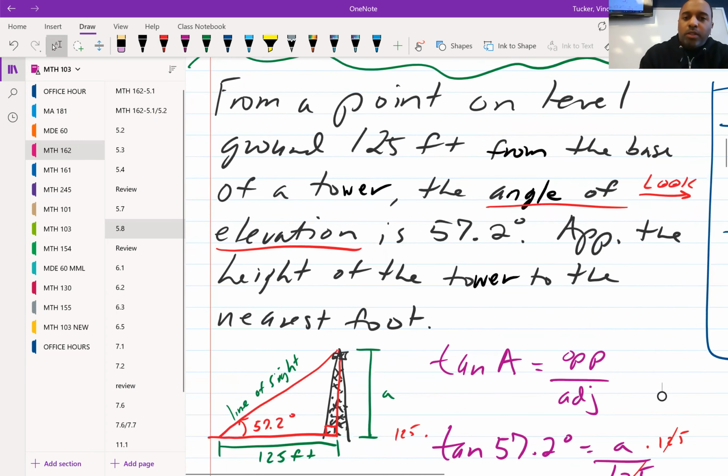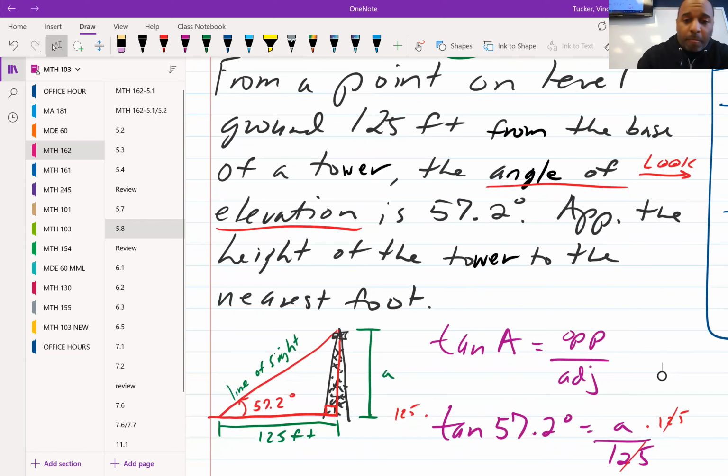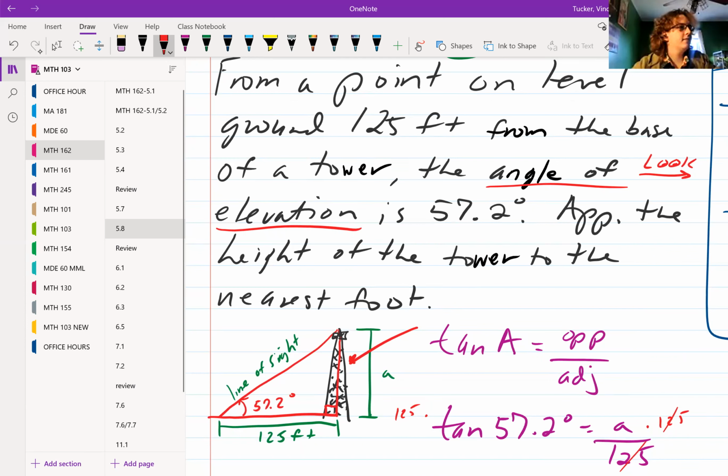Okay. So looking at this diagram, from a point on level ground, 125 feet from the base of a tower. Did something happen? You had an audio issue. You got really loud and fuzzy. Oh, okay. Are we good now? Yeah. I'm going to have to check the tape back and see what you heard. Thanks for letting me know. All right.